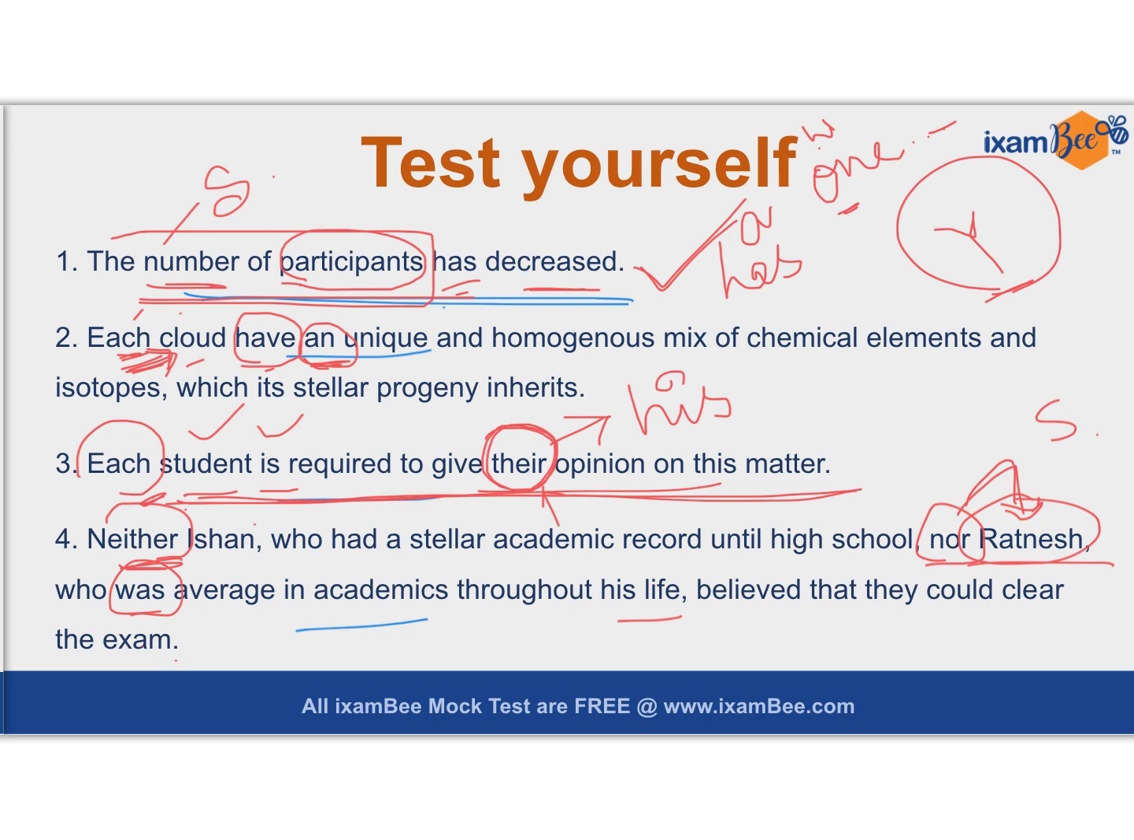Who was average in academics throughout his life, believed that they could clear. But this they is not correct. Why? Because here the actual subject is Ratnesh, which is coming after nor. So he could clear. Right? So out of these four sentences, only one was correct. The first sentence was correct. Second, third, and fourth were wrong.